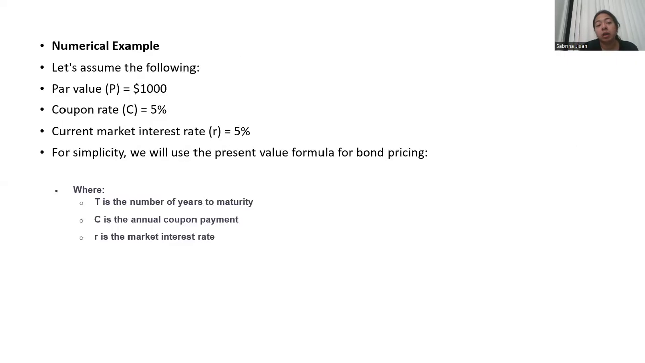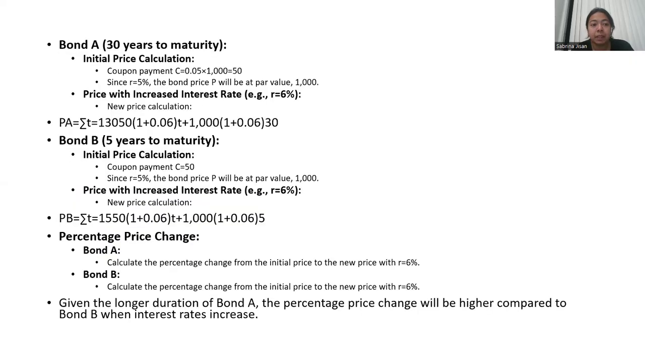So I've noted a numerical example. Let's assume the following: par value P is $1,000, coupon rate C is 5%, and the current market interest rate, defined by R, is 5%. For simplicity, we will use the present value formula for bond pricing. T is the number of years to maturity, C is the annual coupon payment, and R is the market interest rate. So here are the mathematical terms for bond A, 30 years of maturity: initial price calculation.